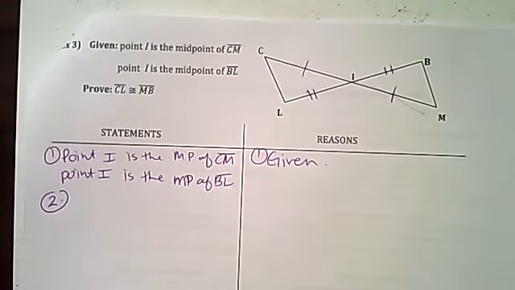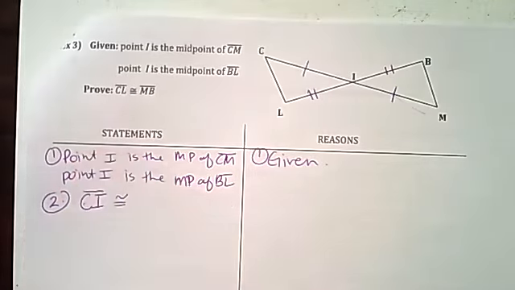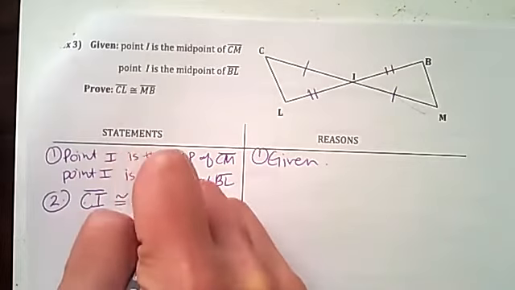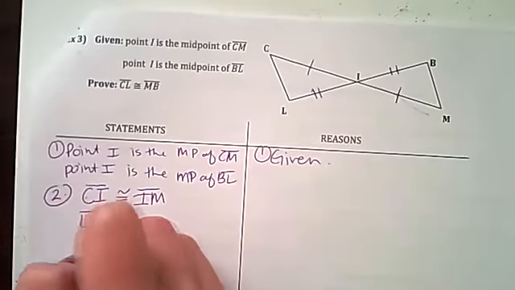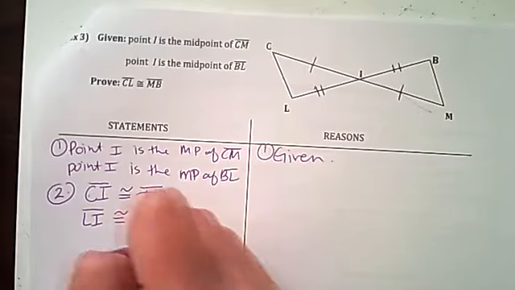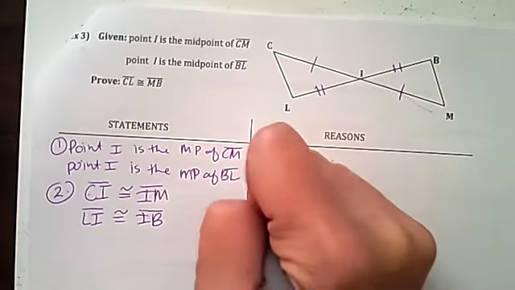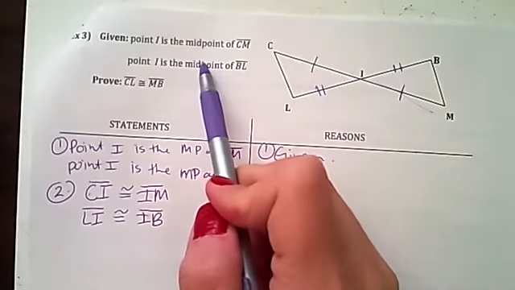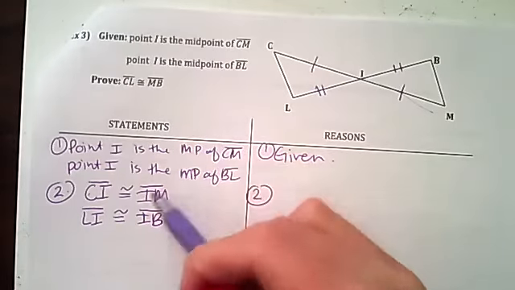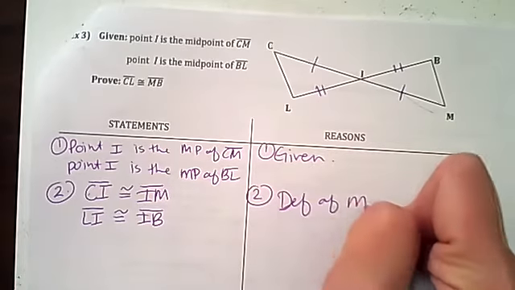So you can mark them in the picture, but you also have to state it, right? So whatever I just marked, I have to write down. So CI is congruent to IM. And then since it's the same reason, I can put LI being congruent to IB in the same step. And the reason for that, how did I know that those segments were congruent? Well, because they told me that there was a midpoint, and I know the definition of a midpoint is when it gives me congruent segments. So it's just definition of midpoint.